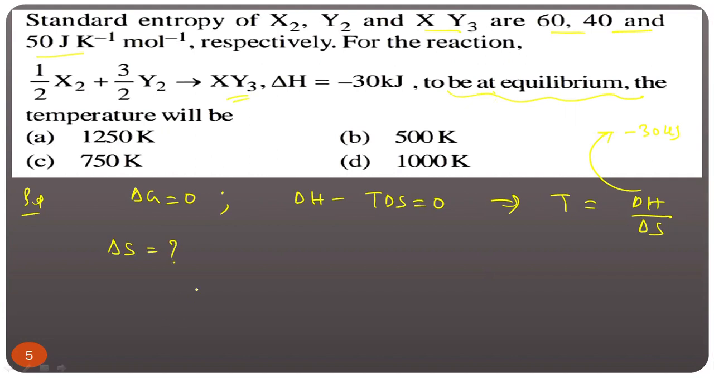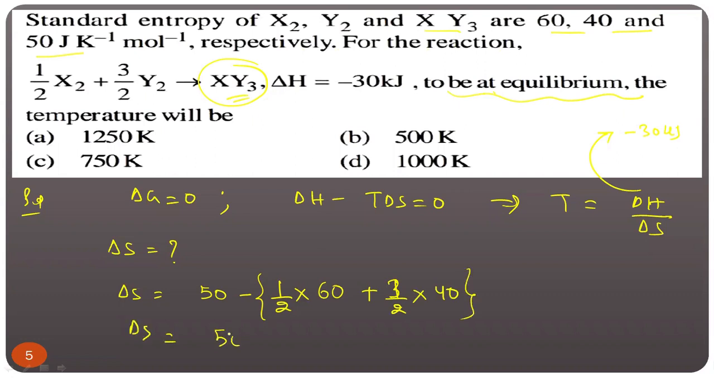Now we know net delta S is equal to product minus reactant. So product XY3, what is the value of XY3 given? 50. Write down 50 minus reactant X2. What is the entropy of X2 given? It's 60. Is it clear? Plus now 3 by 2, Y2, what is the energy? It is 40. Is it clear? So delta S in this case 50.